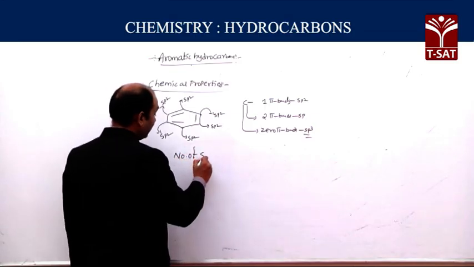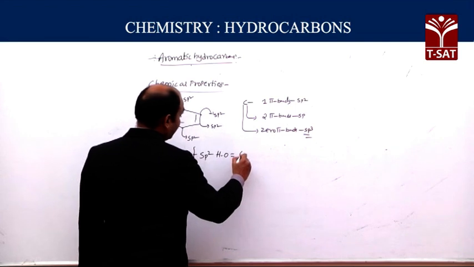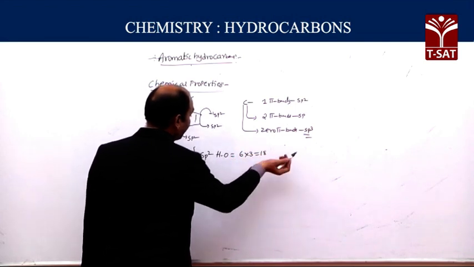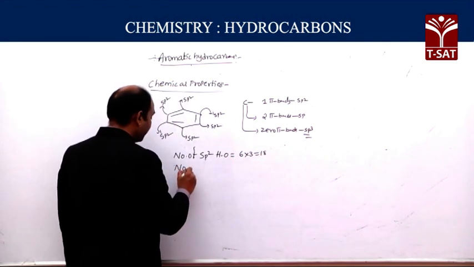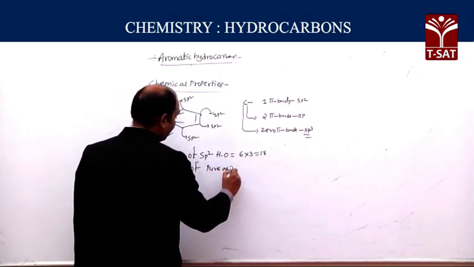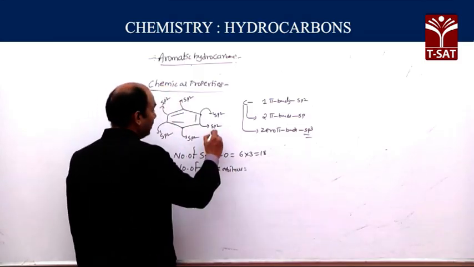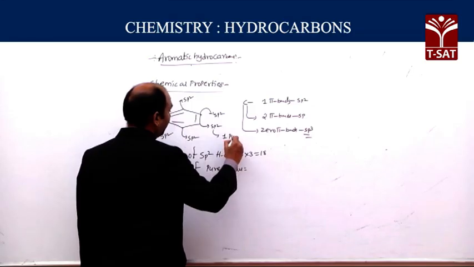The number of sp2 hybrid orbitals is 6 into 3, which is 18. Now the number of pure orbitals, meaning those which do not undergo hybridization: each sp2 carbon has one pure p orbital.